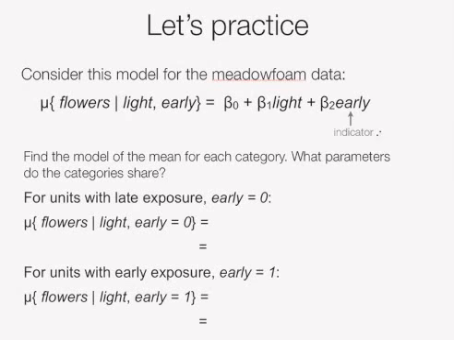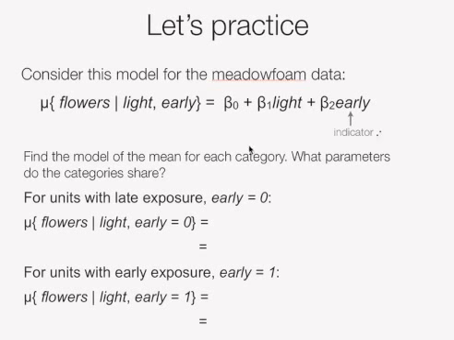One strategy to understand a regression model with indicator variables in it is to find the model for the mean for each category that those indicator variables represent. In this example, using the meadow foam case study, our regression model has an intercept term, beta 0. It also has a term for the continuous variable for the light intensity that the seedlings received, and a term for the indicator variable, early, which indicates if the seedlings received the early light treatment.